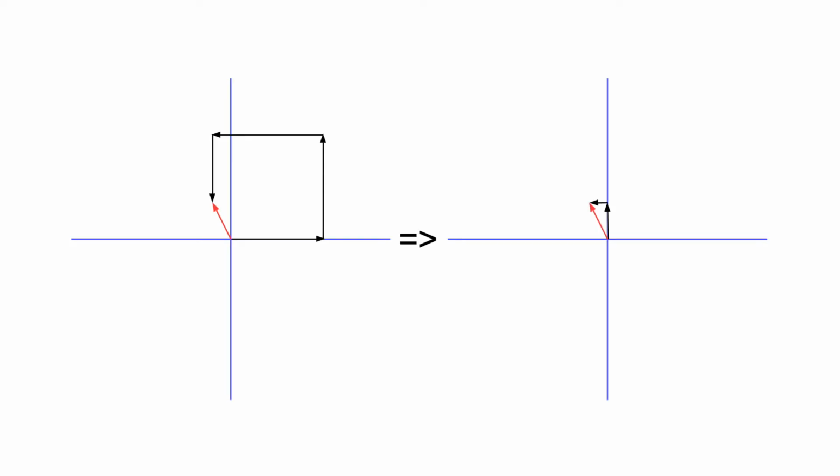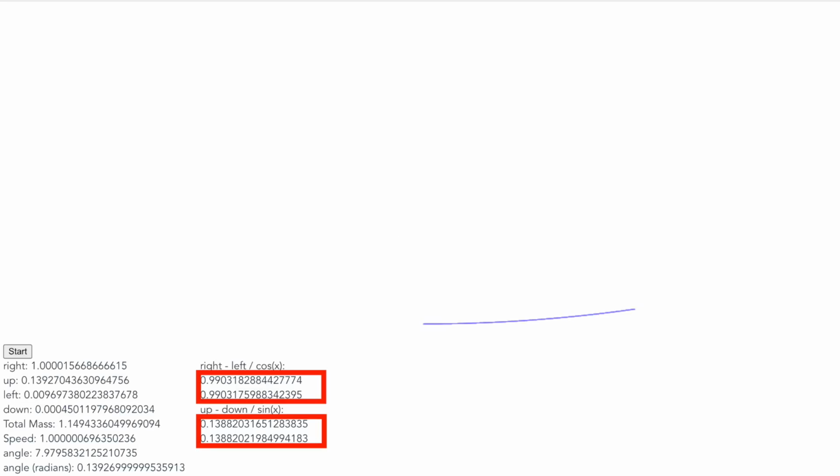We can check what is the difference between the values of right and left, up and down on each step of execution. And we will find out that those differences almost match the values of cosine of x and sine of x functions, where x equals the value of the multiplier constant multiplied by the amount of rotations already done. And the smaller the multiplier constant is, the closer the values are.